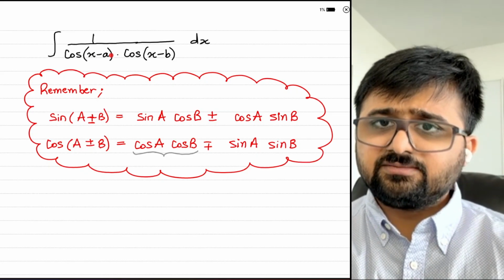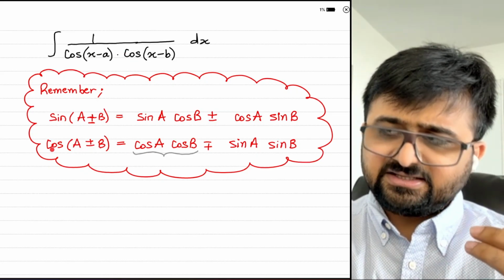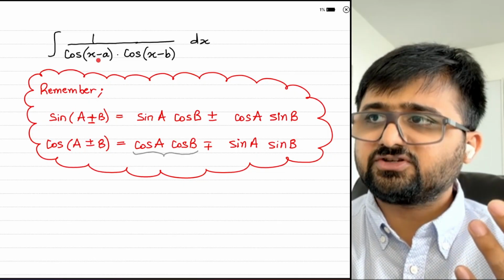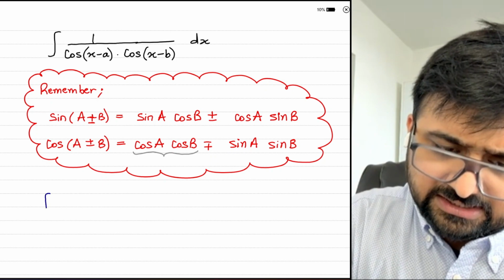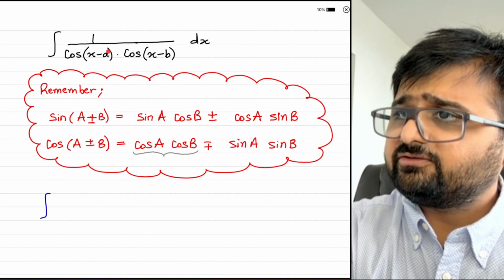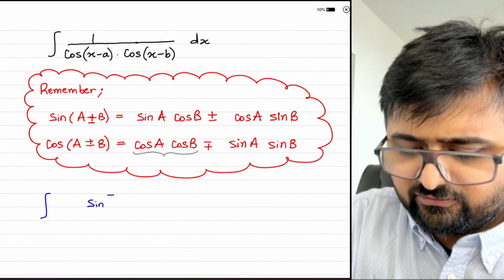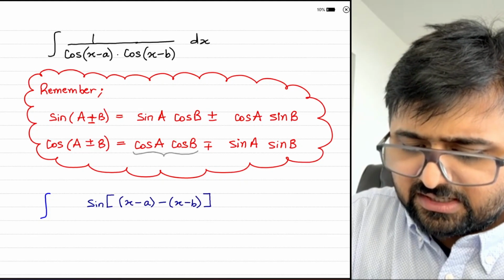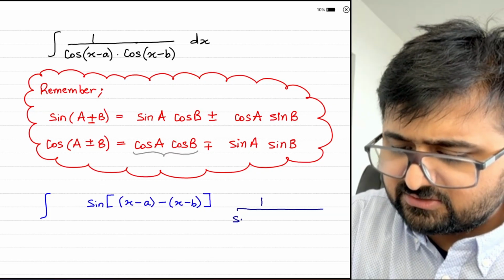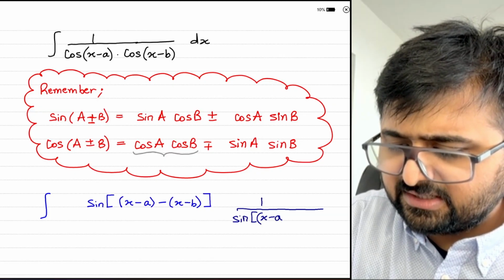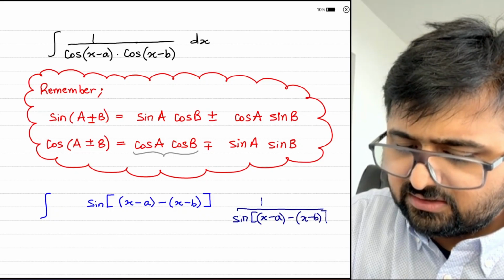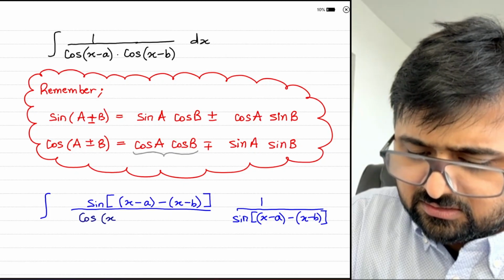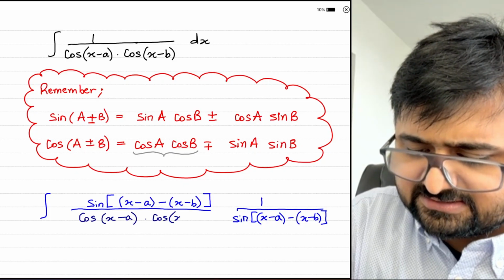Now let us integrate this term, cosine times cosine. Notice that that's the term present in the compound angle formula of cos, which is why we will multiply and divide by the opposite, which is sine of the difference of those two angles. So that integral will now look like the integration of, I multiply and divide by sine of the difference of those two angles, so sine of (x minus a) minus (x minus b), and then I divide by the same term, sine of (x minus a) minus (x minus b). And I already have in the denominator the original term, which is cos(x minus a) times cos(x minus b).